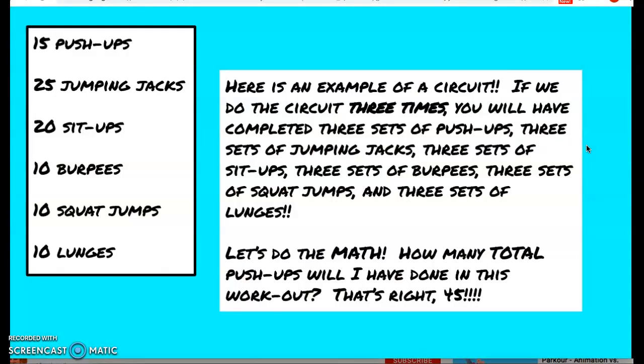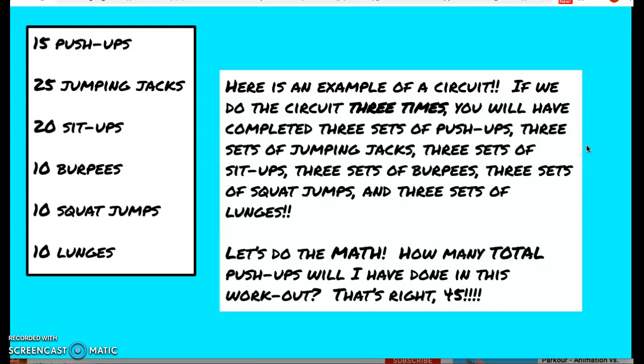So in this workout, there would be 15 push-ups, 25 jumping jacks, 20 sit-ups, 10 burpees, 10 squat jumps, and 10 lunges. Okay, this is one specific circuit. So if you do the circuit 3 times, you'll have completed 3 sets of push-ups, 3 sets of jumping jacks, 3 sets of sit-ups, 3 sets of burpees, 3 sets of squat jumps, and 3 sets of lunges. So if we do the math, you will have done 45 push-ups by the end.